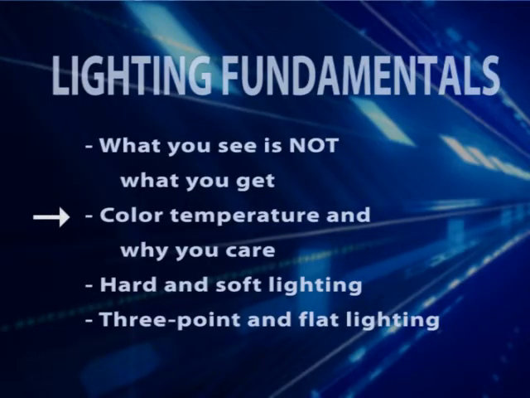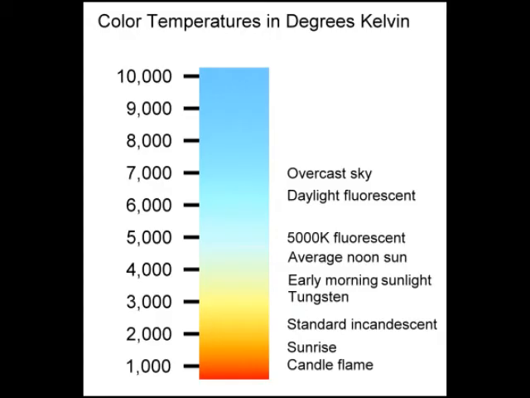Color temperatures and why you care. All lights have different color temperatures, as does the sun. This affects the colors in the scene, with tungsten lights turning the scene brownish red and fluorescence turning the scene blue. You can make the whites look white by white balancing, which you should do every scene.